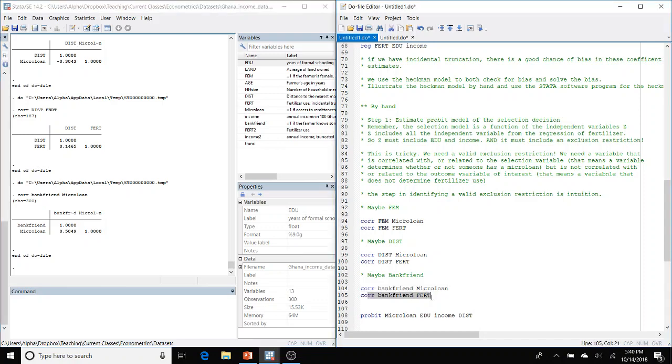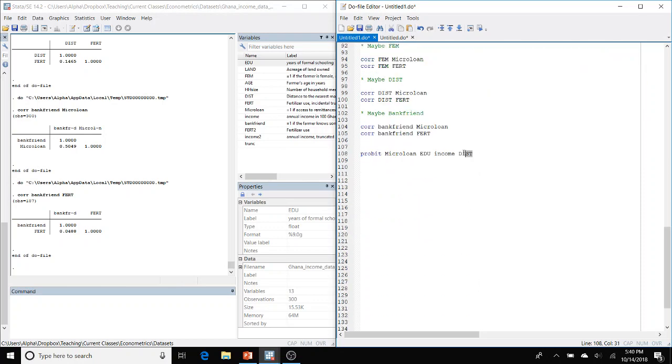Now, is knowing someone at the bank going to affect how much fertilizer you use? Let's think about it. 0.04. That's very low. Bank friend is a really good exclusion restriction, so let's use that one. Bank friend is going to be our exclusion restriction. So there we go.